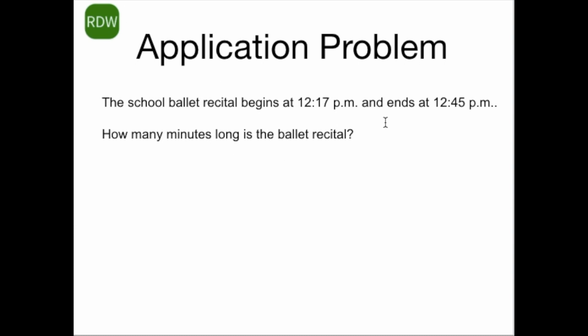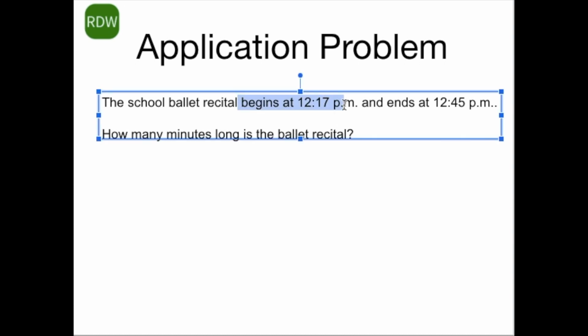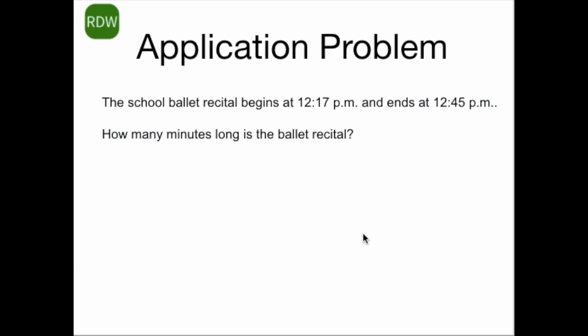We have to find out how long the ballet recital is. In this word problem, we were given information. The recital began at this time, 12:17, and the recital ended at 12:45. So we need to find that space in the middle. Now we're on to our draw portion of our problem.